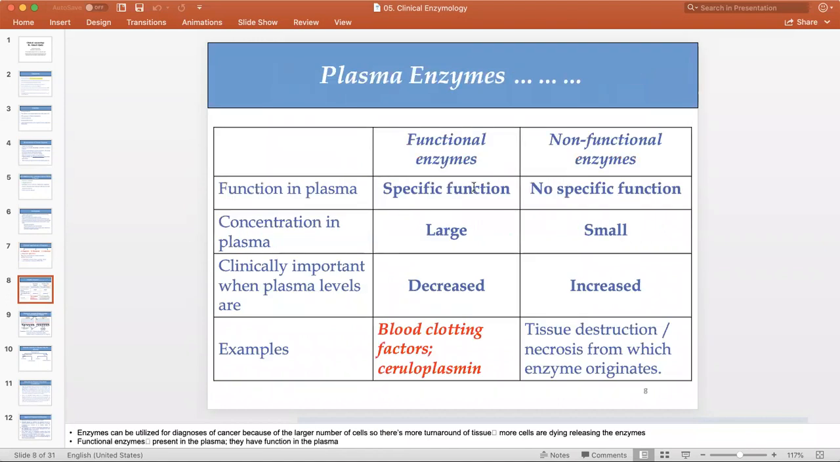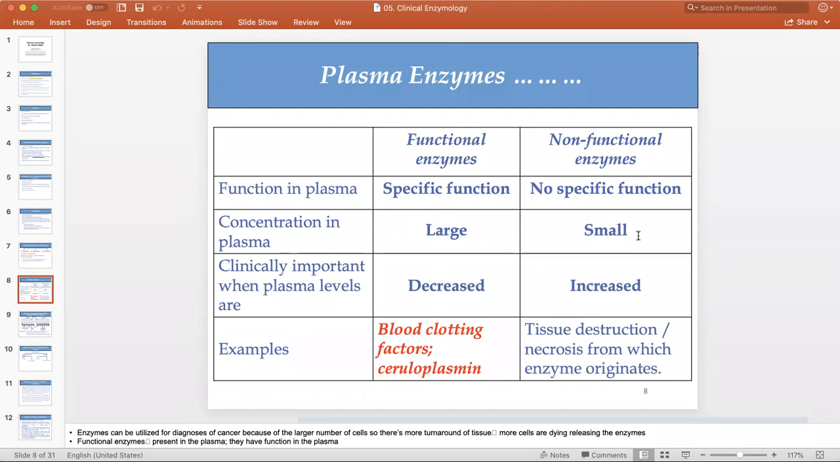If you see here, functional enzymes have a specific function in the plasma. What is the concentration? They are present in large concentration because that's their major role. They are present in the blood to carry out some functions. What is the importance when plasma levels increase or decrease? Because the concentration is large, if it goes down, this is of clinical importance. On the other hand, we have non-functional enzymes, which we'll discuss. What are examples of functional enzymes? We said the blood clotting factors, ceruloplasmin, something which is present inside the blood.